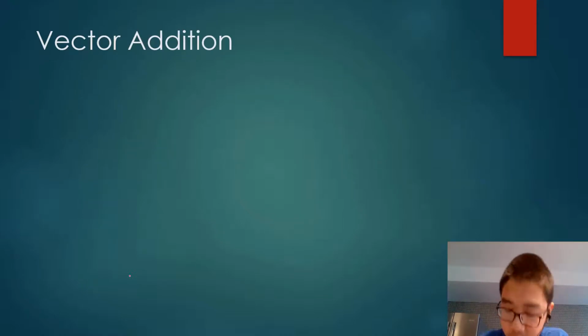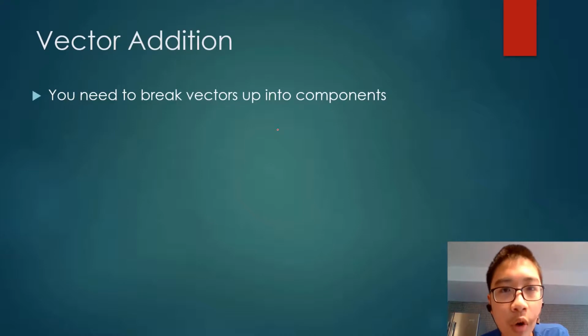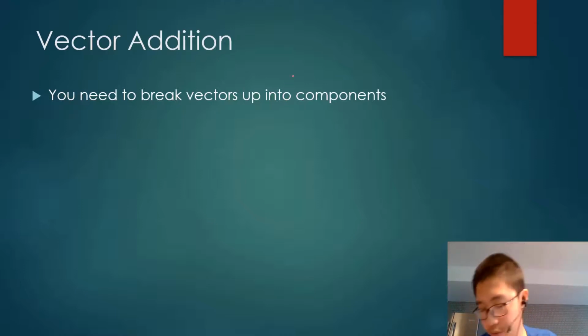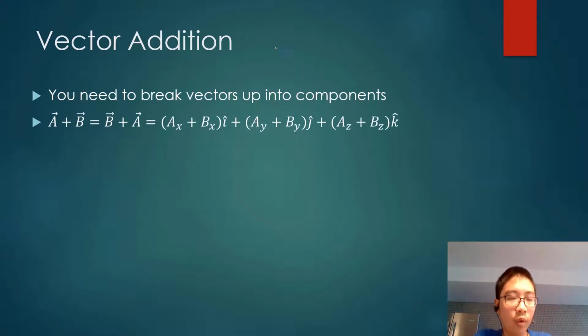Now let's talk about vector addition. So before we do vector addition, we need to break up vectors into components, especially for those vectors that are not in the same direction. For example, vector A plus vector B is also equal to vector B plus vector A. Is equal to AX plus BX times I hat plus AY plus BY times j hat plus AZ plus BZ times k hat.